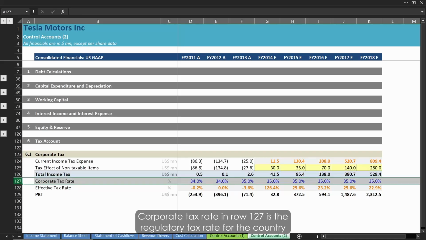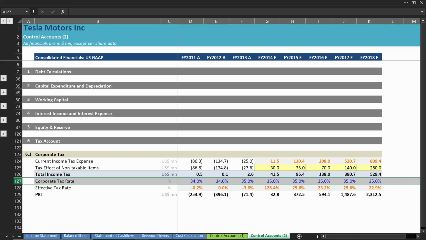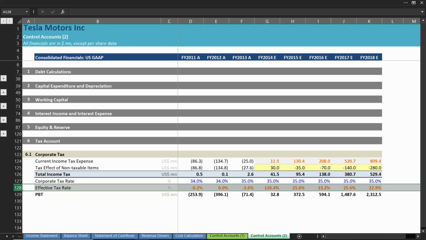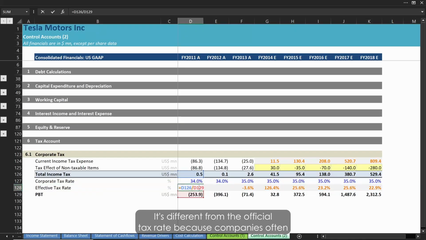2. Corporate tax rate in row 127 is the regulatory tax rate for the country the business is operating from. 3. Effective tax rate in row 128 is the actual percentage of a company's profit that it pays in taxes, after considering all deductions, credits, and adjustments. It's different from the official tax rate because companies often use deductions or tax breaks that lower the amount of taxes they pay.